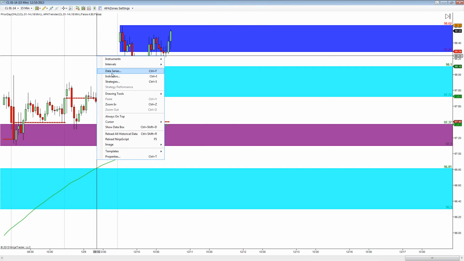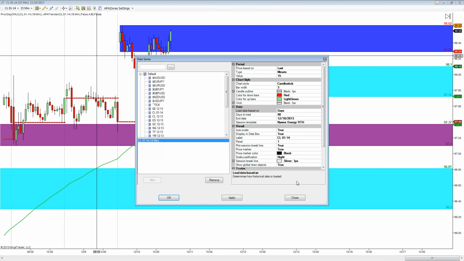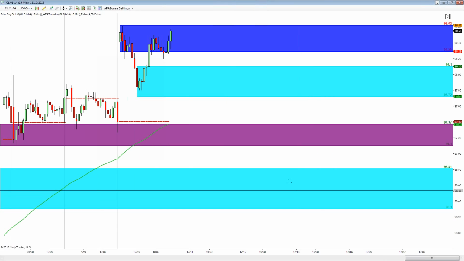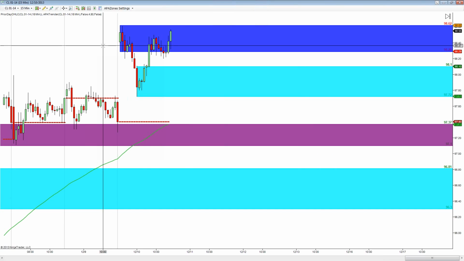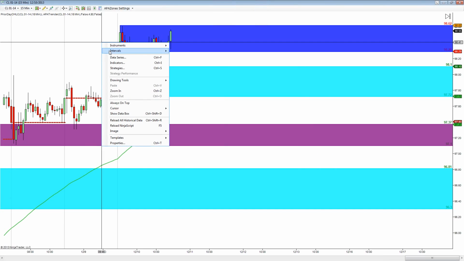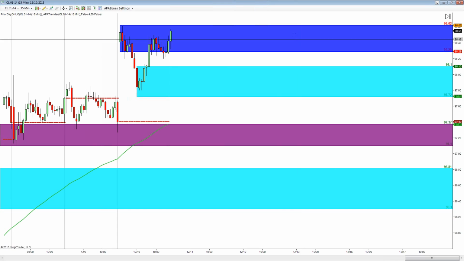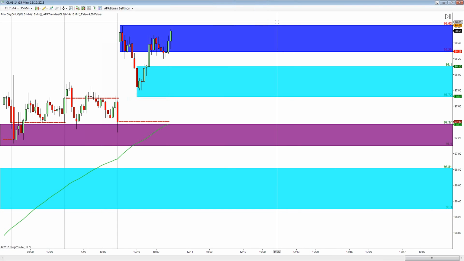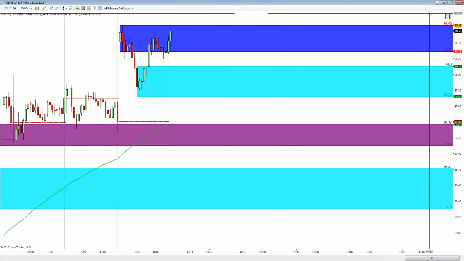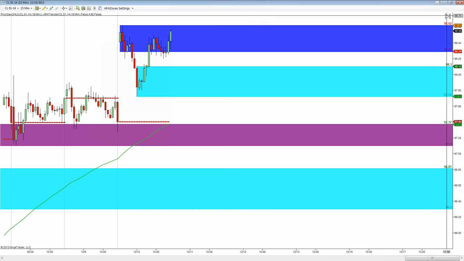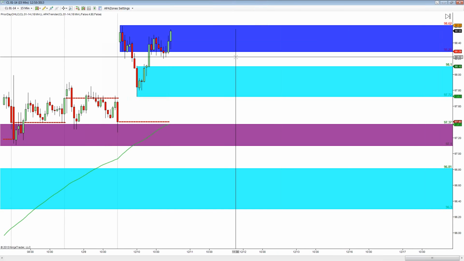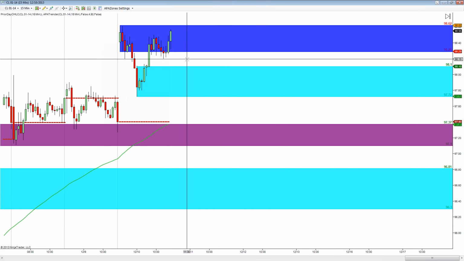The other real big change is I've done a huge thing as far as speed goes. So the zones are a whole lot faster in how they load. Before, they were pretty slow because you're just crunching a lot of data. So I figured out how to optimize some of the calculations and speed them up by a lot.